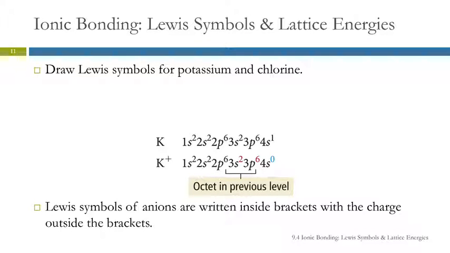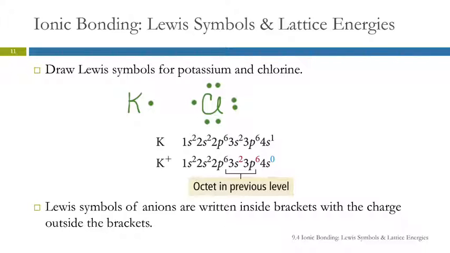So let's look at ionic bonding with Lewis symbols. Let's draw Lewis symbols for potassium and chlorine. How many valence electrons does potassium have? Just one, because it's in group 1. So there's the Lewis symbol for potassium. And for chlorine, how many does chlorine have? It's got 7. So there's 2, 4, 6, 7.